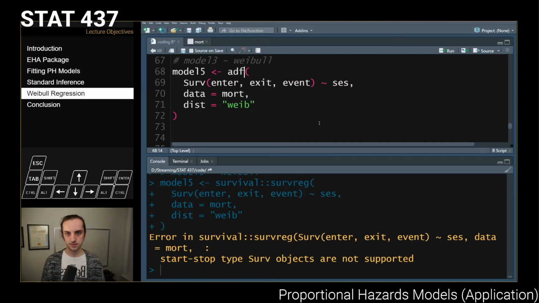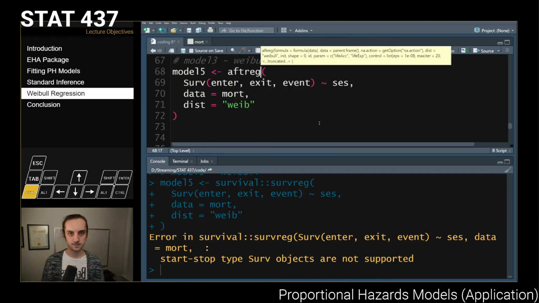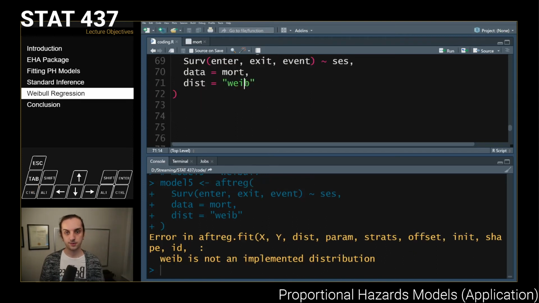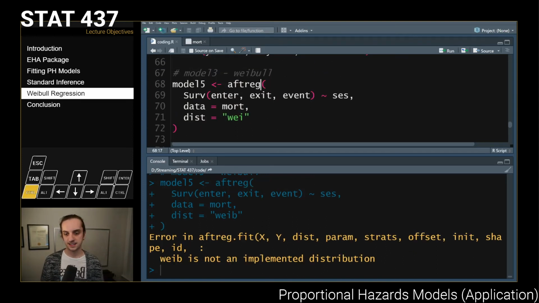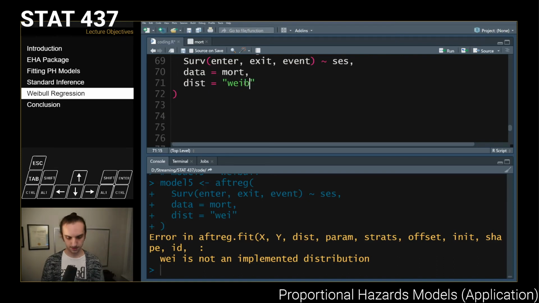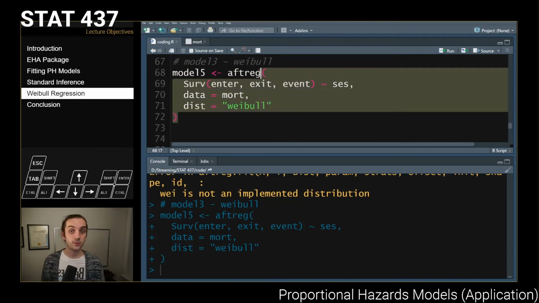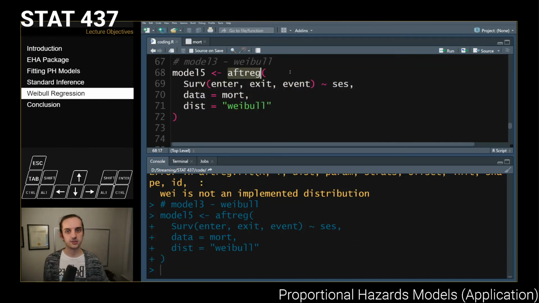So if I do, I believe it should be called aftreg here. You can see that aftreg is accelerated failure time regression, and it provides all of the same types of options here. But the one difference is that I guess I will have to type out the full distribution for this call. The difference is that it actually allows for this sort of object type. Otherwise, it's just calling the survival package under the surface.